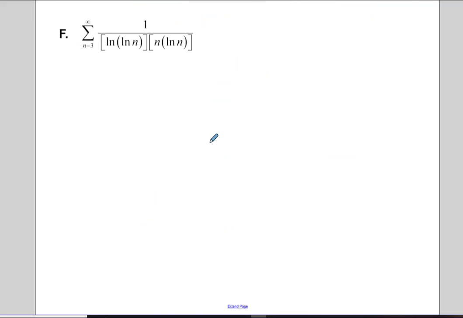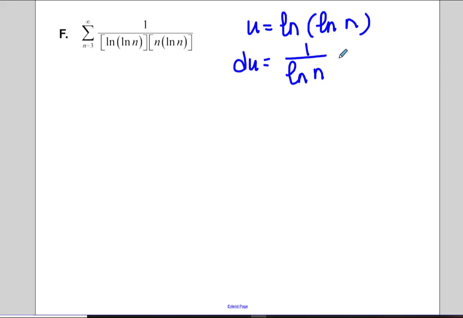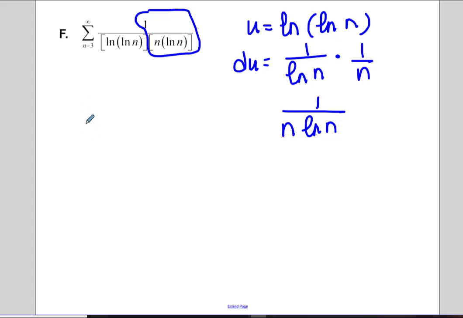And then finally in this last one, a little u substitution. So if we let u be the natural log of the natural log of n in this piece here, I believe this is going to be our derivative. And the derivative of the outside is 1 over natural log of n times the derivative of the inside, 1 over n. And that is this fraction 1 over n natural log n. So this piece is my du and this was my u.